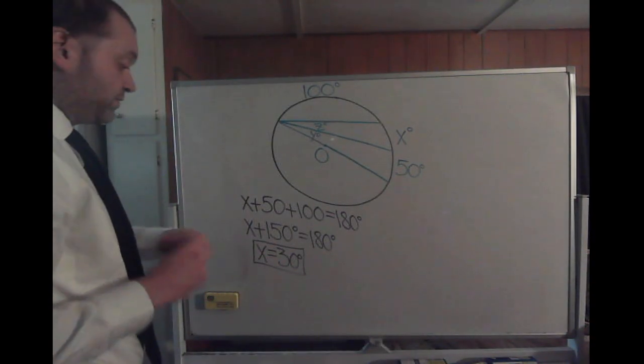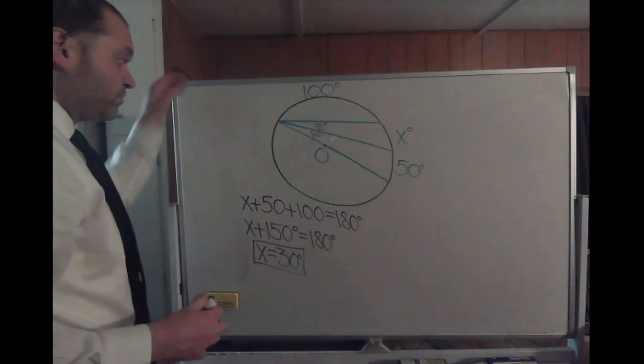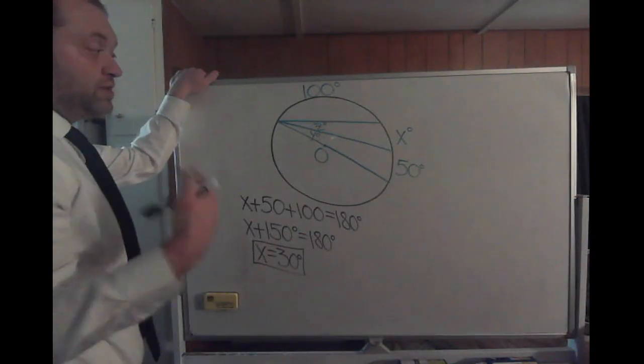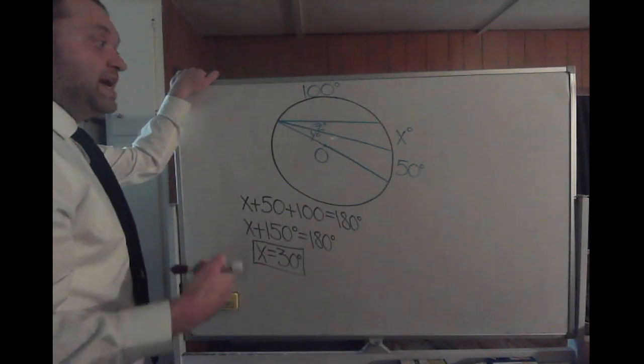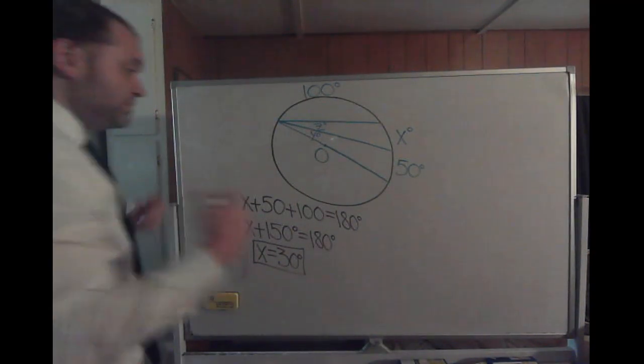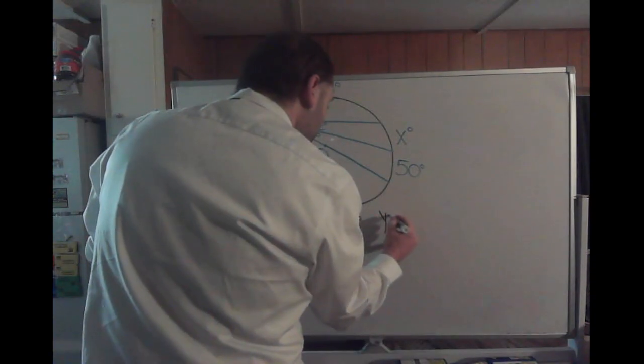Now we can solve for y and z. Let's solve for y. We know that an inscribed angle is half the measure of the arc it intercepts, so y is going to be equal to half of 50 degrees, since it intercepts that arc. So y would be equal to 25 degrees.